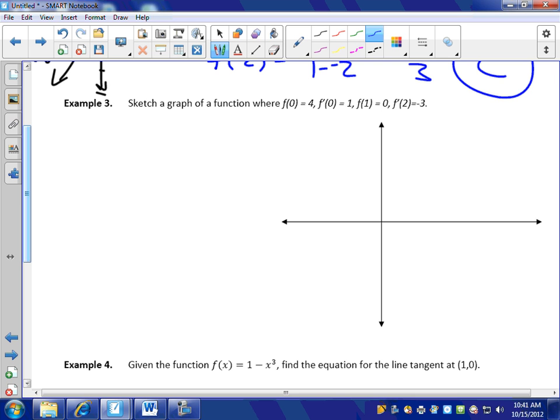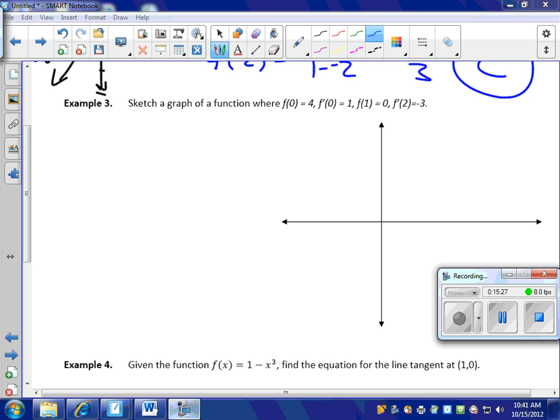So the function defined at 0 is 4. F prime of 0 is 1. F of 1 is 0. And f prime of 2 is negative 3. You just see if you can come up with any parts of those. Talk through it with your partner. I want you to investigate it first, and then we'll go through it together. Take 2 minutes, talk, see what you can come up with. Go.